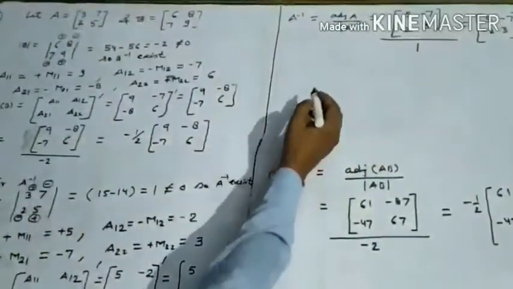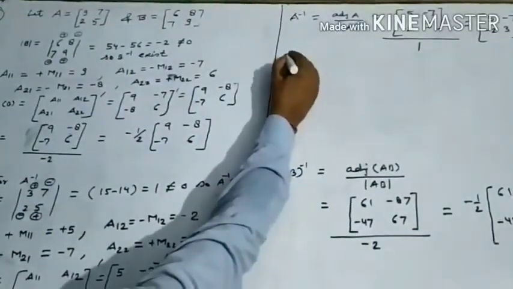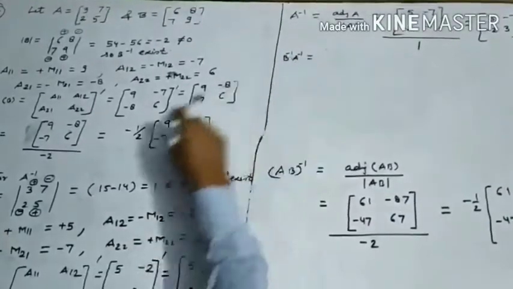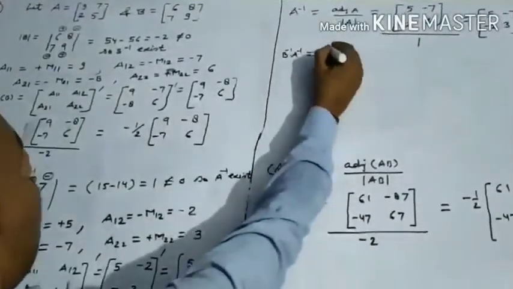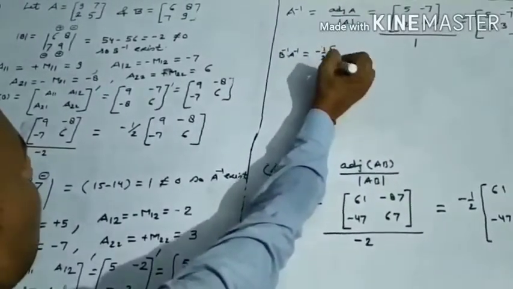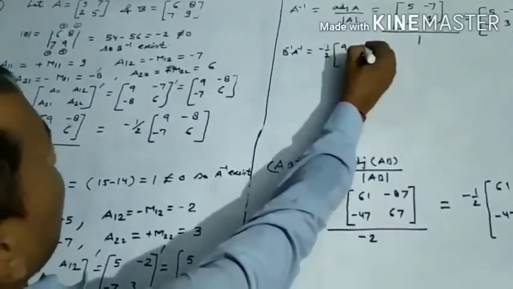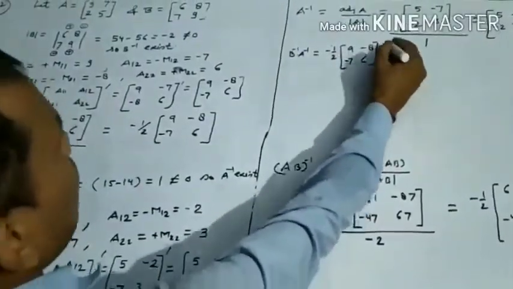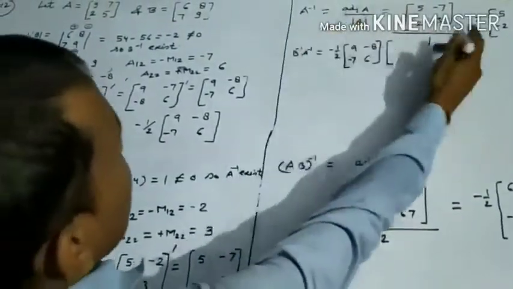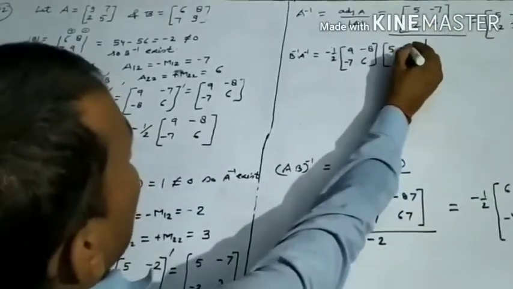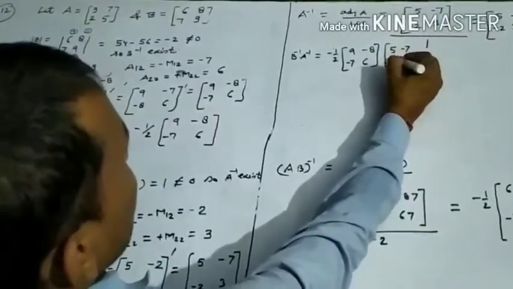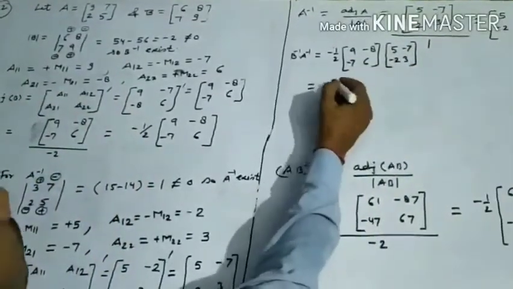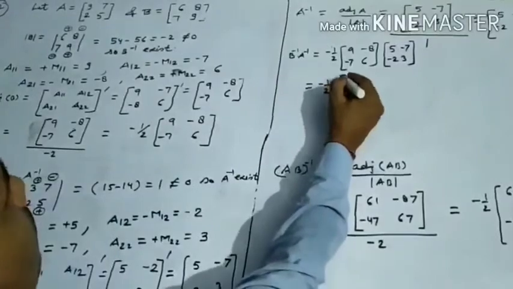Now after that we want to find B inverse into A inverse. So this is equal to B inverse that we have calculated here, minus 1 by 2, then 9, minus 8, minus 7, 6, and then A inverse, which is 5, minus 7, then minus 2, and 3. Now after that we want to use the concept of matrix multiplication.